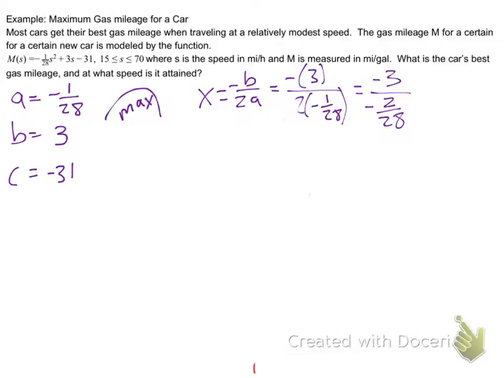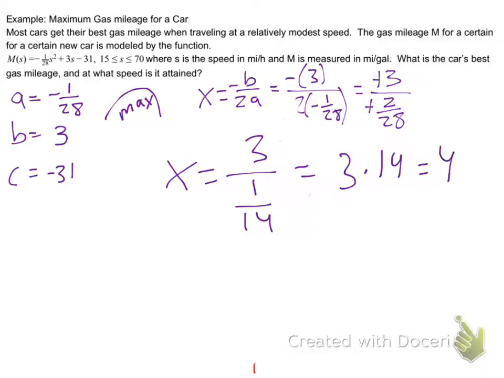But a negative makes a positive when dividing. Now, wait, I can reduce that yet. That's 3 over 1/14. When you're dividing by a fraction, it'll be 3 times 14, which is 42. What is 42? Actually, maybe we shouldn't even use x.